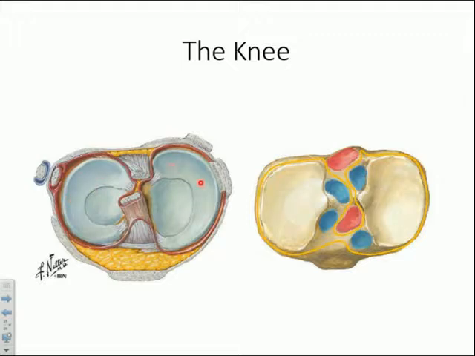Being fibrocartilaginous discs, they also are somewhat cushiony, so they serve as shock absorption and decrease the amount of force between the tibia and the femur, to prevent wear and tear on the hyaline cartilage surfaces of the two bones.